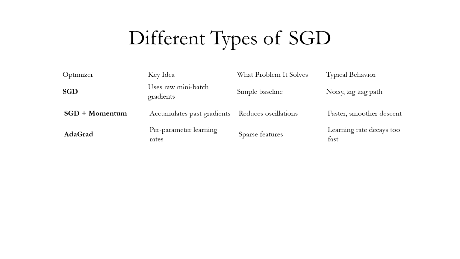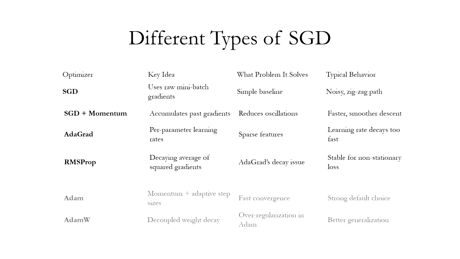There's AdaGrad, which uses per-parameter learning rates, good for sparse features, but the learning rate decays too fast. There's RMSprop, which uses a decaying average of squared gradients. It solves AdaGrad's decay issue and it's stable for non-stationary loss. Then there's Adam, with momentum and adaptive step sizes, faster convergence, and a strong default choice. AdamW has decoupled weight decay, which fixes the over-regularization in Adam, and it gives better generalization.